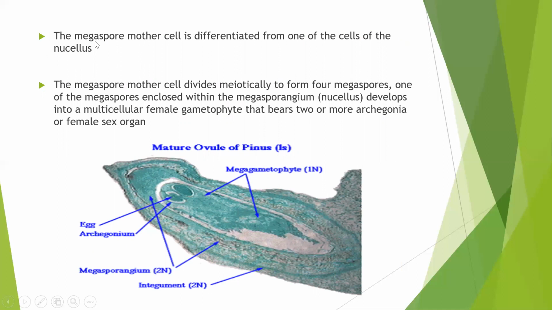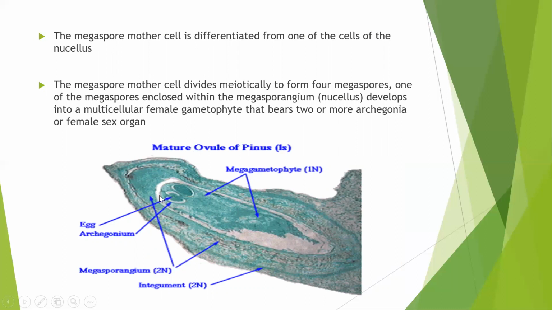One of the nucellus cells becomes enlarged and acts as the megaspore mother cell. This megaspore mother cell divides meiotically to form 4 megaspores. Now, one of the megaspores, enclosed within the megasporangium, develops into a multicellular female gametophyte that bears two or more archegonia, the female sex organs.